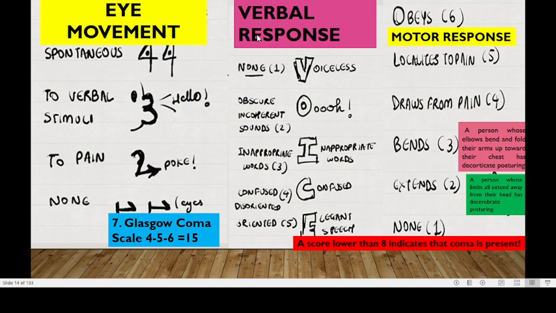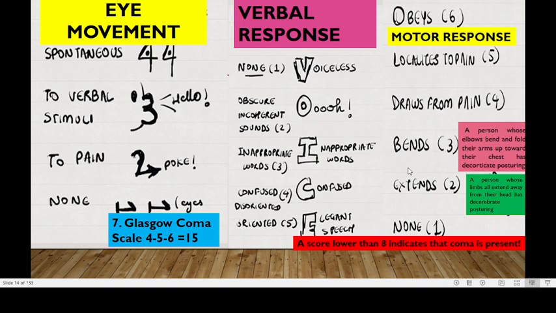Verbal response could range from being voiceless to having articulate speech, where you get a maximum of 5. That means this person is oriented to place, person, and time. A confused or disoriented patient will be scored 4, while those who utter inappropriate words will be scored 3, and those producing incomprehensible or incoherent sounds will be awarded 2. Lastly, motor response is scored out of 6, ranging from being able to obey commands, which is graded as number 6, down to the last one, which is number 1.